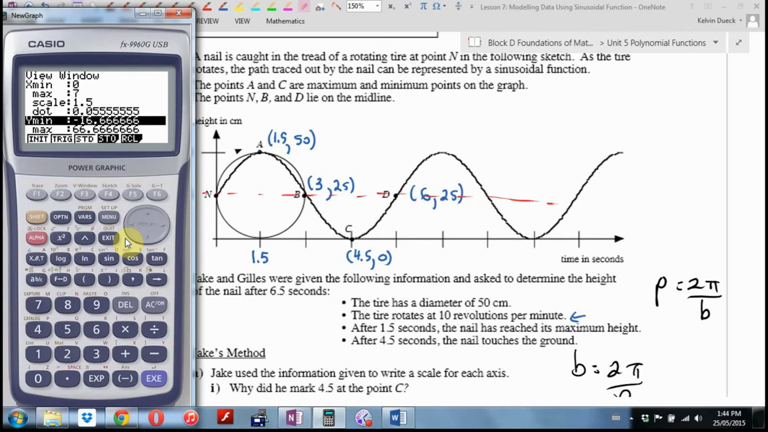Okay. Y min, what's the lowest this graph gets? 0. What's the highest this graph gets? 50. What's a nice number a little bigger than 50 so I can center this? 60.